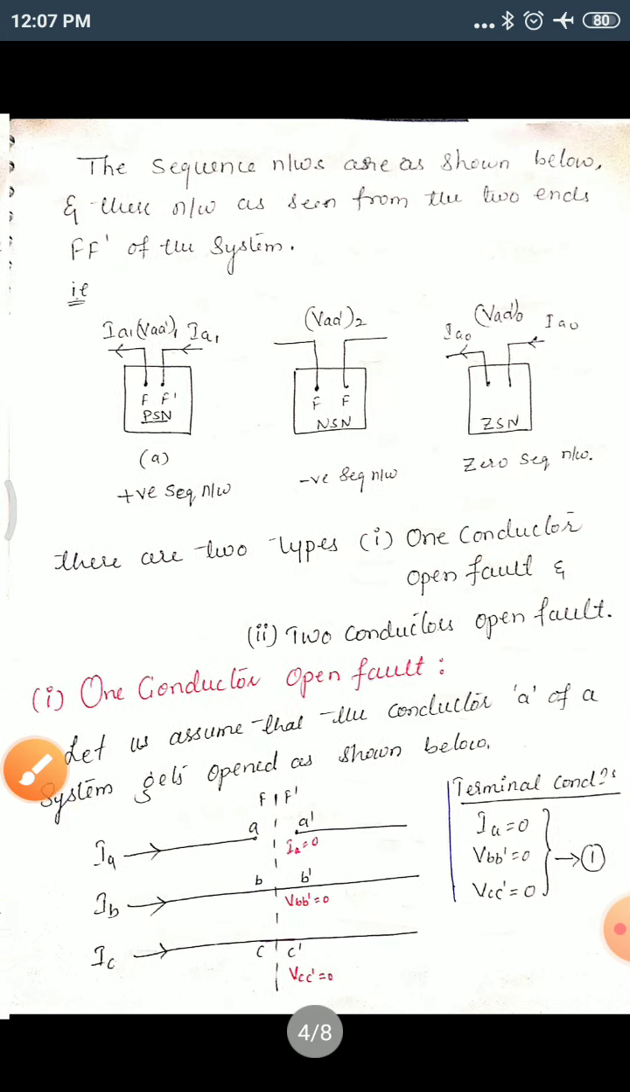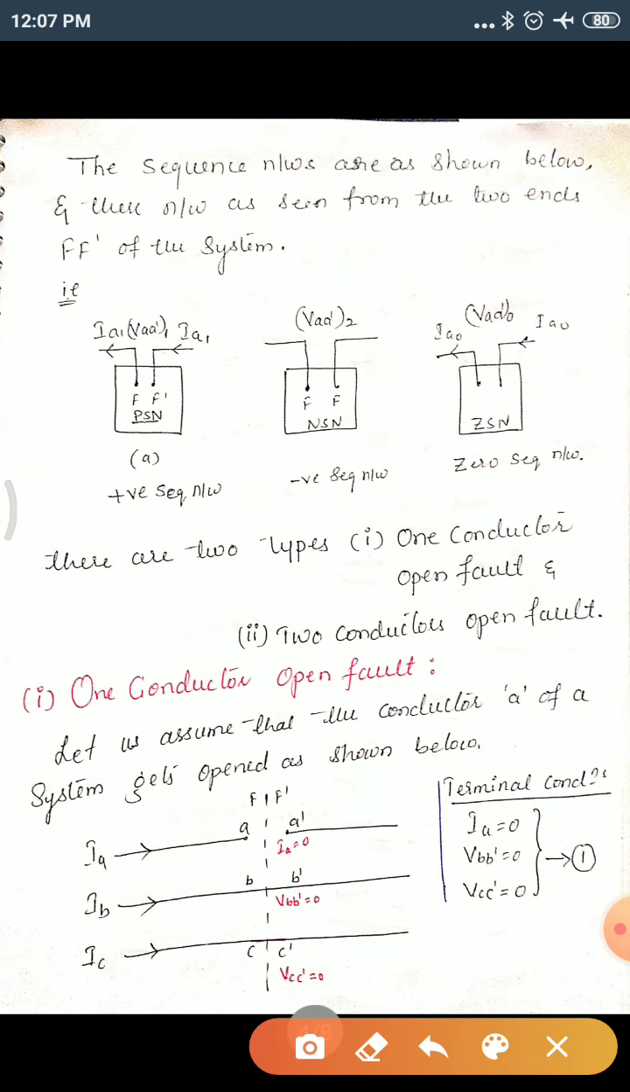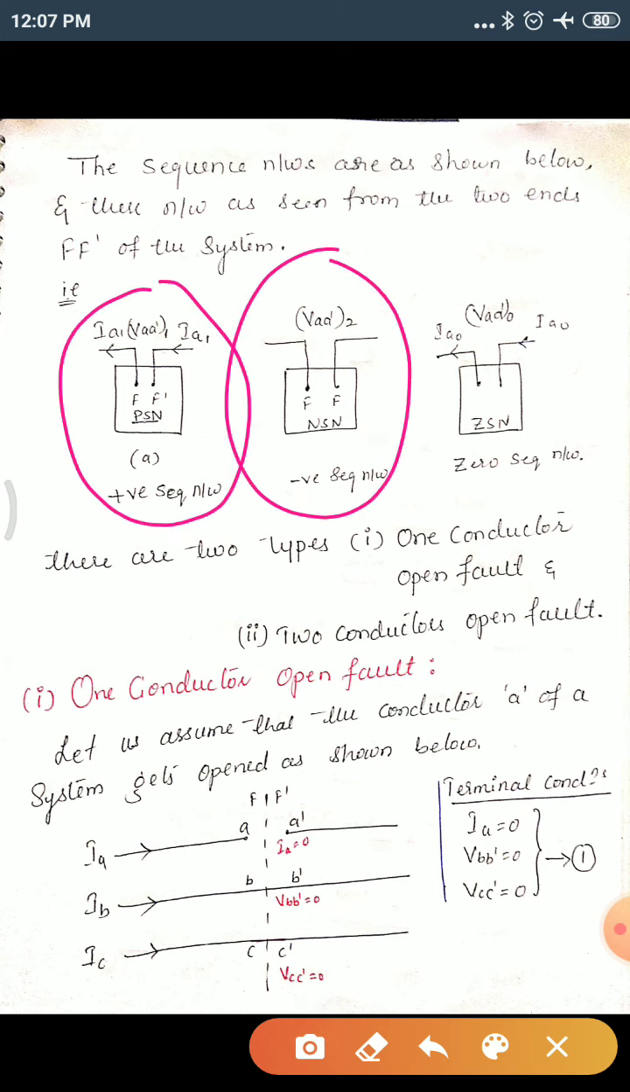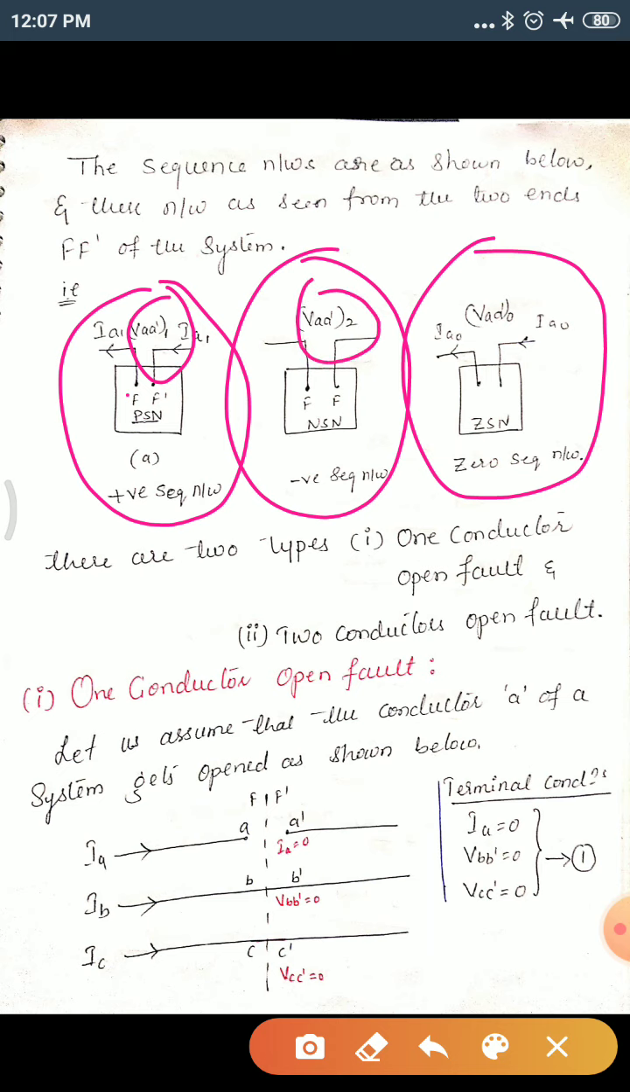Let's see how the sequence networks are indicated. This is the positive sequence network, the negative sequence network, and the zero sequence network. The ends of the fault are considered as F and F dash. The voltages across them are VA dash of 1, VA dash of 2, and VA dash of 0, the positive, negative, and zero sequence.